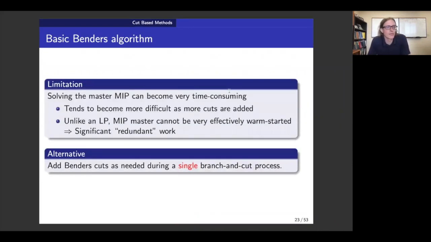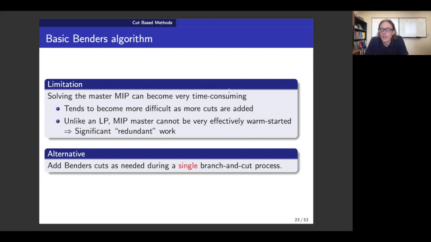A limitation of this basic version of the algorithm is that solving the master problem can become very time consuming. It's an integer program each time, and adding more cuts tends to make it more complicated. Because the master problem is an integer program, it's different from linear programming. If it were a linear program, I could warm start and effectively resolve after making a small change by adding new cuts. For an integer program, if I add these new cuts, you've got to start over from scratch, or you can do something, but it's very limited how much work you can reuse when you resolve. That can be a limitation of this basic version.